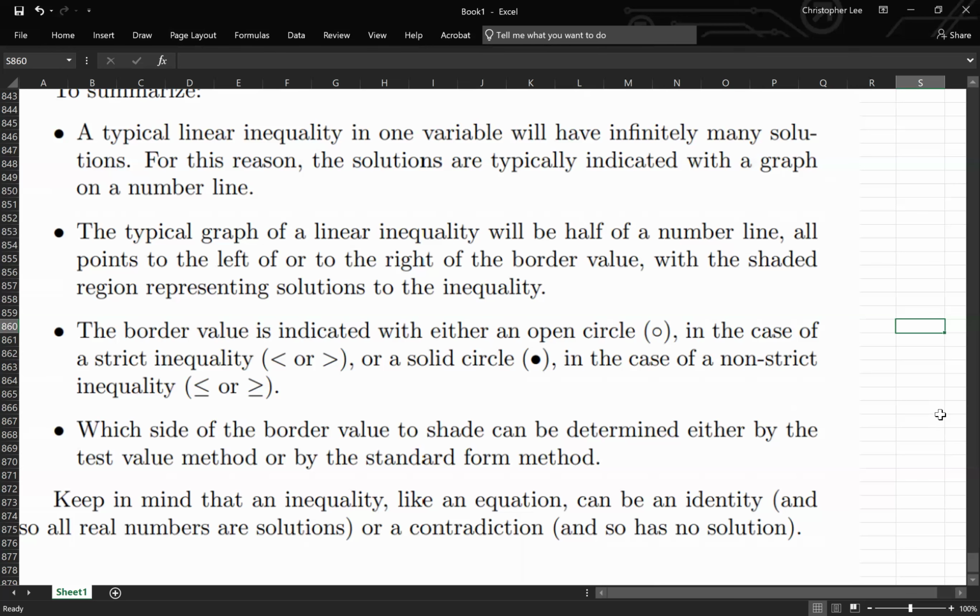Which side of the border value to shade can be determined either by the test value method or by the standard form method. Keep in mind that an inequality, like an equation, can be an identity, and so all real numbers are solutions, or a contradiction, and so has no solution.